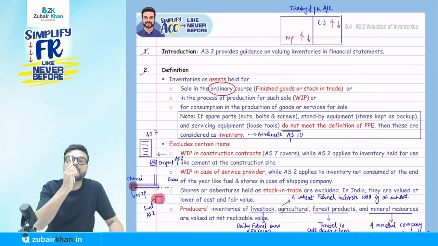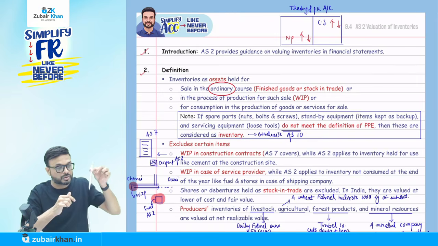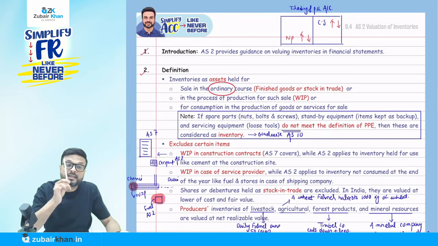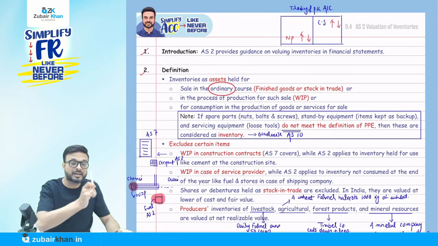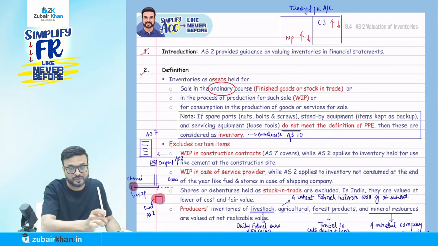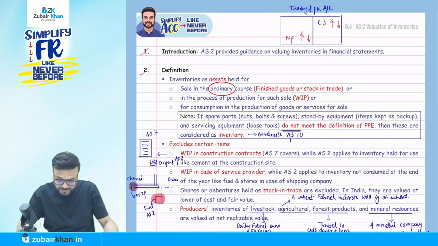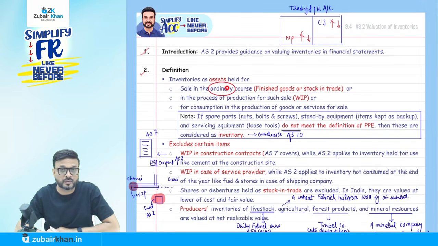So this is not inventory for me, but for the shopkeeper from whose shop I purchased this, he is dealing in these pencils. So he holds these pencils to sell in the ordinary course of business. So for him, it is inventory. So they say sale in the ordinary course of business, that might be finished goods or stock in trade.